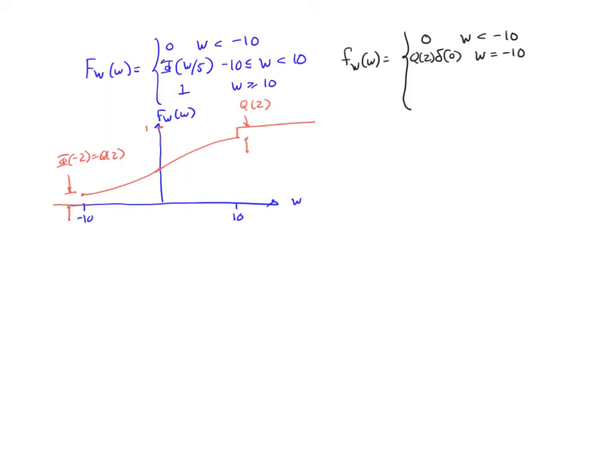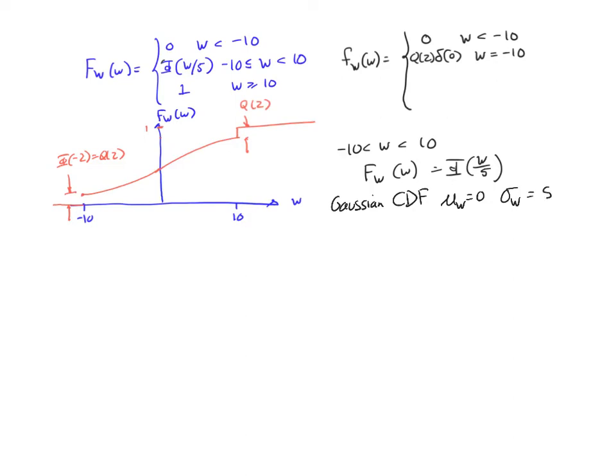We get the derivative of phi of w over 5. So let's just make a little note here. For w between minus 10, less than or equal to w, less than 10, we have a CDF which is phi of w over 5. So this is a Gaussian CDF corresponding to mu of W equal to 0 and sigma W equal to 5. So rather than try to write out the integral expression for the phi function, we just know that this derivative is the Gaussian PDF with the same expected value and the same standard deviation.